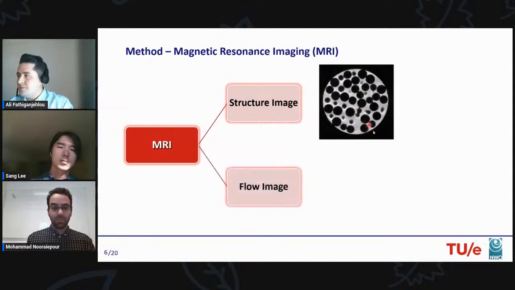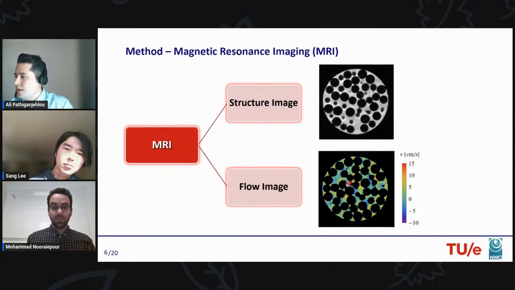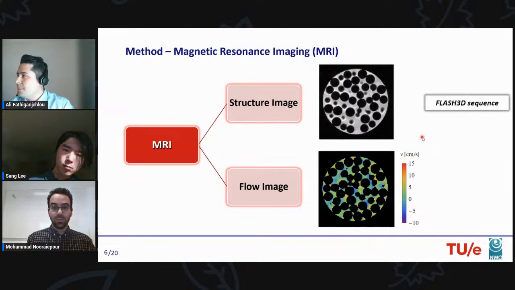Another type of image that we can obtain from MRI is the flow image. Here you can see the velocity distribution of the flow inside the packed bed, and we can obtain it in fine resolutions. For example, here the voxel size is 200 microns. For structure imaging, we use a FLASH 3D sequence of MRI, and for flow imaging, we use a PC-GRE sequence of MRI.